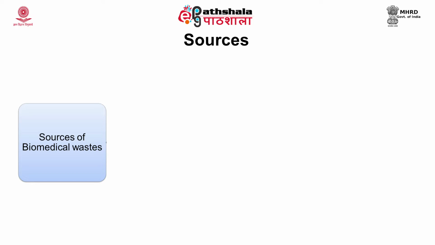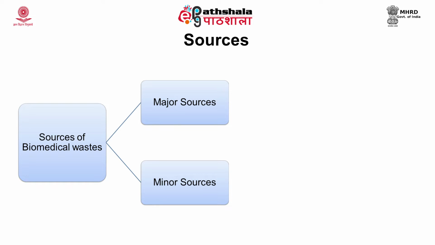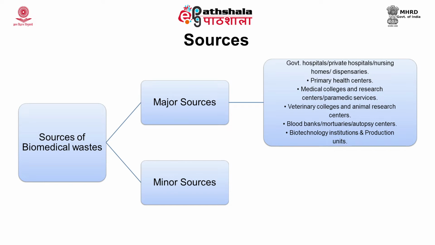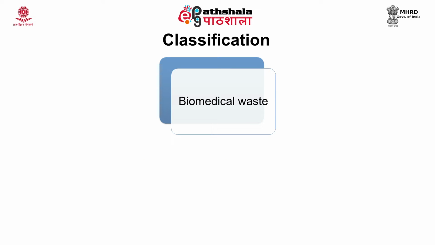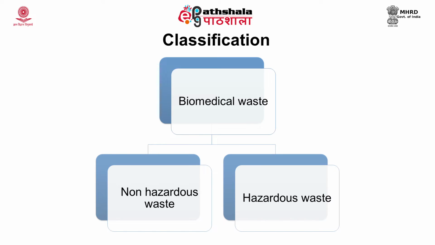Based on the source of biomedical waste, they are categorized into two types, major and minor sources. Primary health centers, medical colleges, veterinary colleges, blood banks, biotechnology institutions, production units, government hospitals, private hospitals. The waste generated from these units is categorized under major source. Likewise, under minor sources, there are small vaccination centers, psychiatric clinics, funeral services, institutions for disabled persons. All these come under minor sources.